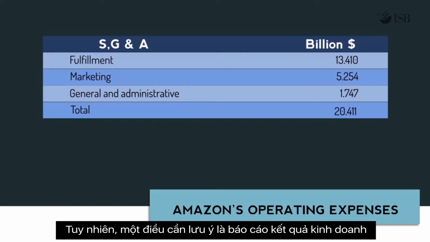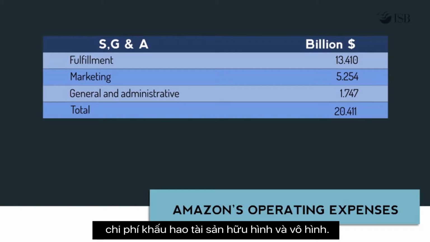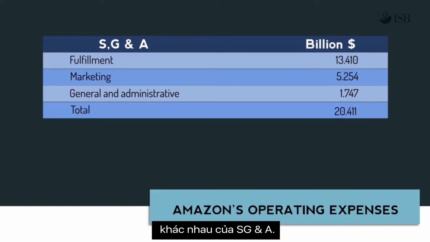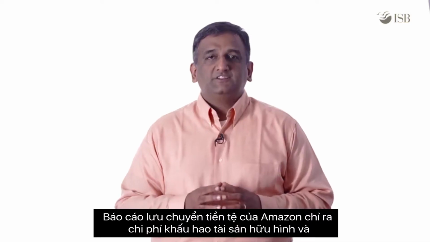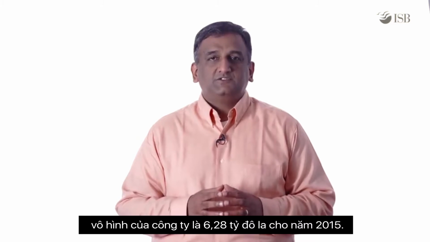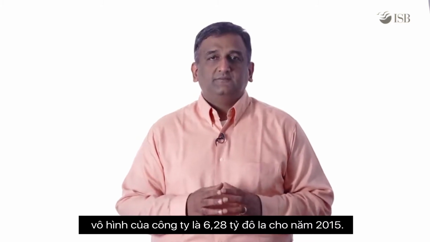However, one thing to note is that Amazon's income statement does not state its depreciation and amortization expense separately. It is implicitly captured under the different components of SG&A. Amazon's statement of cash flows reports its depreciation and amortization expenses to be $6.28 billion for 2015.